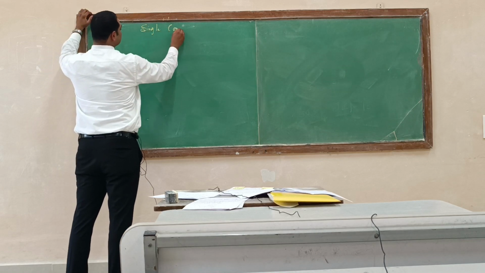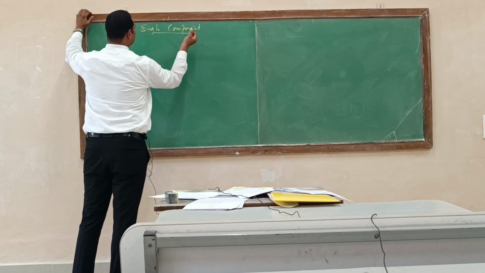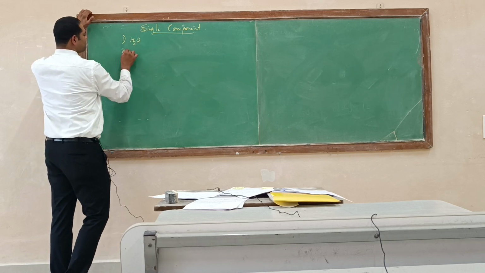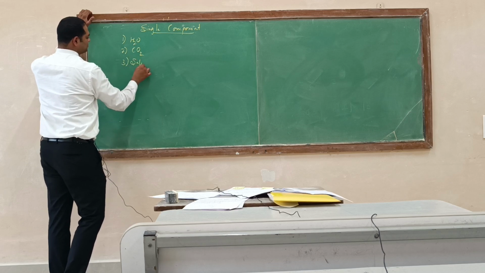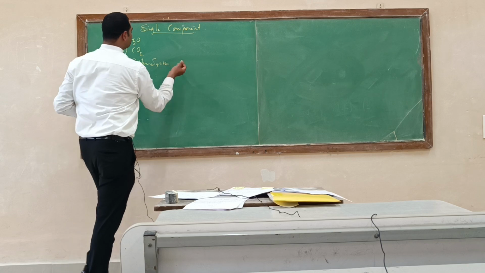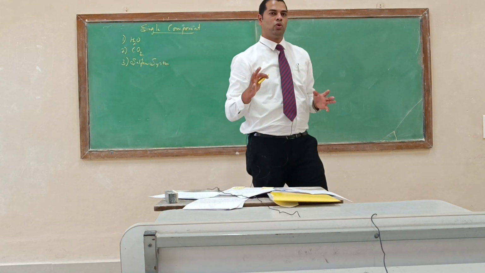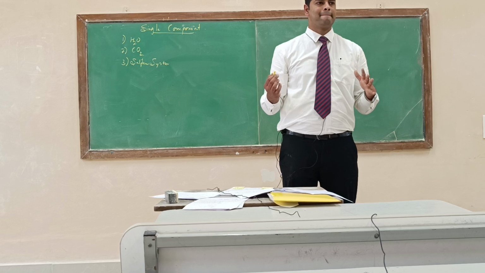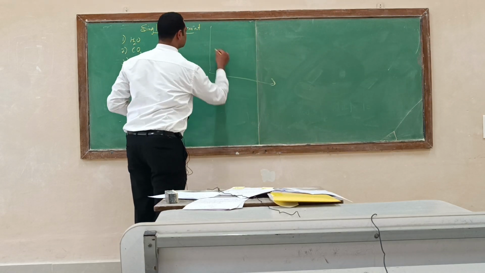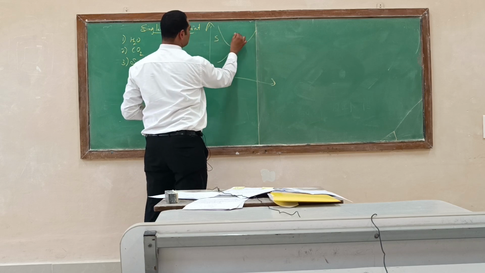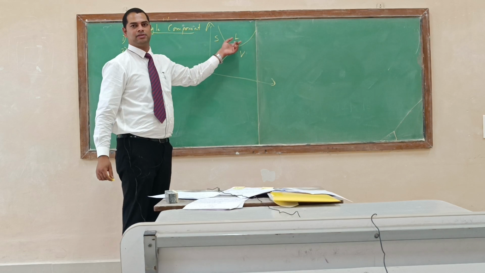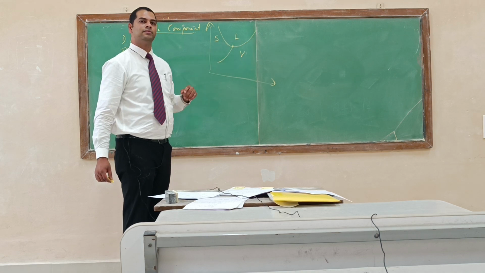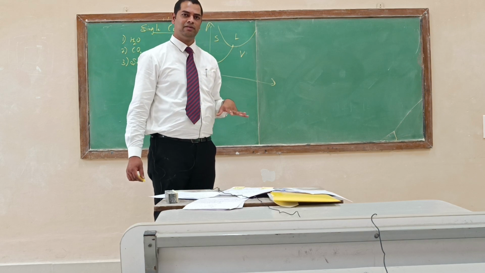Single component. Tell me some example, H2O. Under single component, there are 3 things that you should have studied in your 4th semester: H2O, carbon dioxide, sulfur system. Now how will the slopes look for a single component system? They'll be different. Suppose this is solid, liquid, and vapor. Why are the slopes like this? What is the reason? Based on the boiling points and melting points.